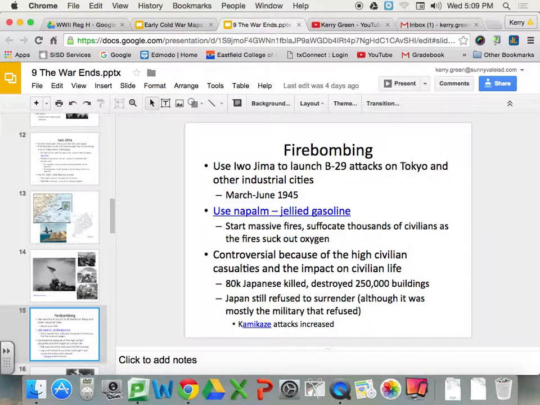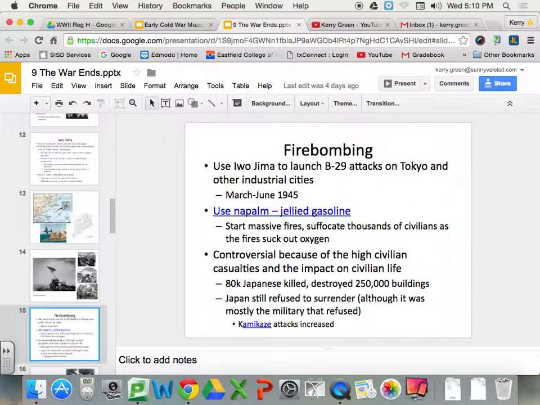Once they have control of Iwo Jima, they start firebombing Tokyo. This is dropping jellied gasoline. That happens from March through June of 45. And of course, one of the things about the atomic bomb is that people say, well, we're already firebombing Japan and we've got all these civilians being killed and it's causing these uncontrolled fires. So really, what difference does an atomic bomb make? So just keep in mind that we're really targeting Tokyo, we're really targeting Japan. You've got lots of civilians being sacrificed, and still the military won't give up.